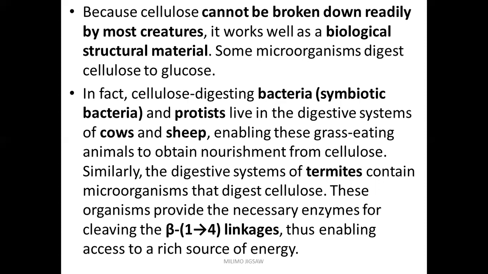Other examples are termites, which also contain microorganisms that can digest cellulose. So these organisms are able to provide the necessary enzymes for cleaving these beta 1,4 linkages. And henceforth, they are able to access these rich sources of energy. So we have these animals that are able to digest cellulose, for example cows, sheep, and termites as well.